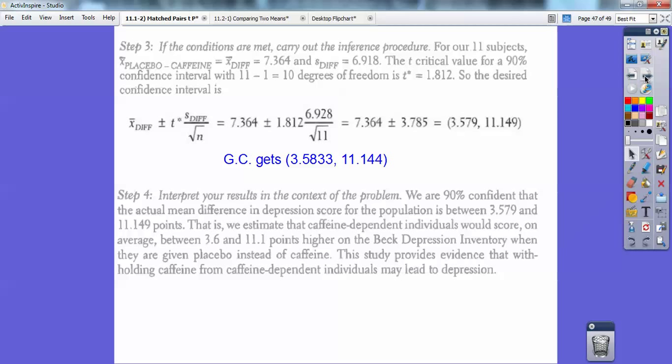So we are 90% confident that the actual mean difference in depression scores for the population is between 3.579 and 11.149 points. That is, we estimate the caffeine-dependent individuals would score on average between 3.6 and 11.1 points higher on the Beck Depression Inventory. So just state what you know and what's going on in the word problem. And this study provides evidence that withholding caffeine from caffeine-dependent individuals may lead to depression.